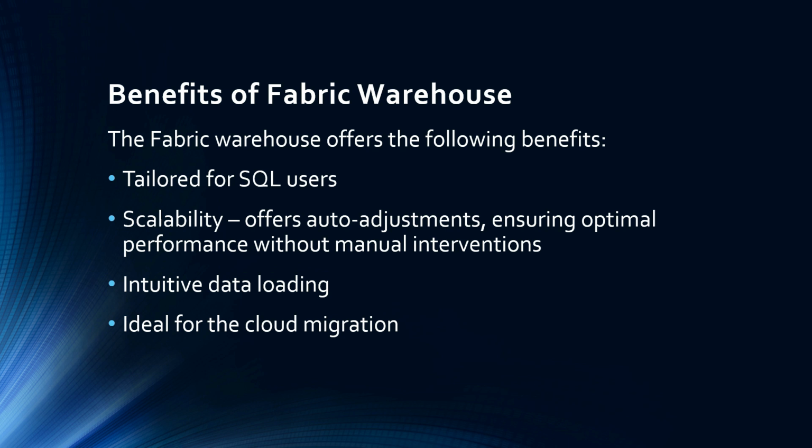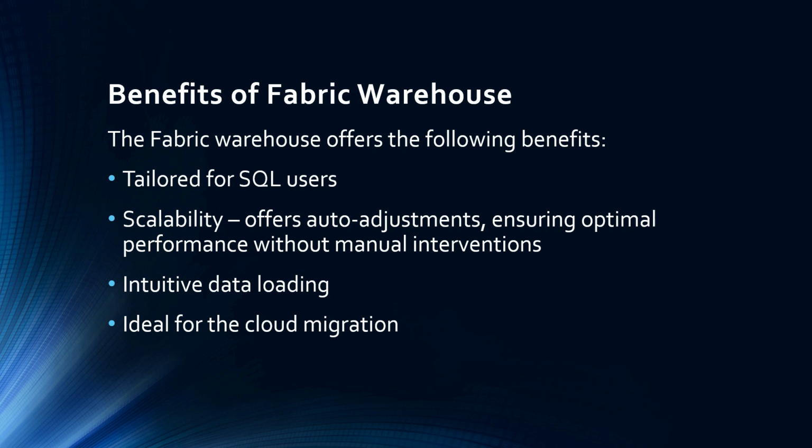Number two is seamless scalability. With Fabric's Warehouse, the hassles of scaling are a thing of the past. It offers auto adjustments, ensuring optimal performance without manual intervention. So if you suddenly get a lot more data, your Fabric Warehouse will adjust to that automatically. Number three is intuitive data loading. Importing data is straightforward thanks to options like data pipelines, the COPY INTO command, Dataflows Gen2, and other traditional ways like uploading CSV files, of course, and using SQL data definition and data manipulation commands. So there are a lot of different options to import your data into a warehouse. I'm going to show that to you a little bit later. And lastly, Fabric Warehouse is ideal for cloud migration. The warehouse is perfectly equipped to handle migrations, especially if your primary focus is structured data analysis.